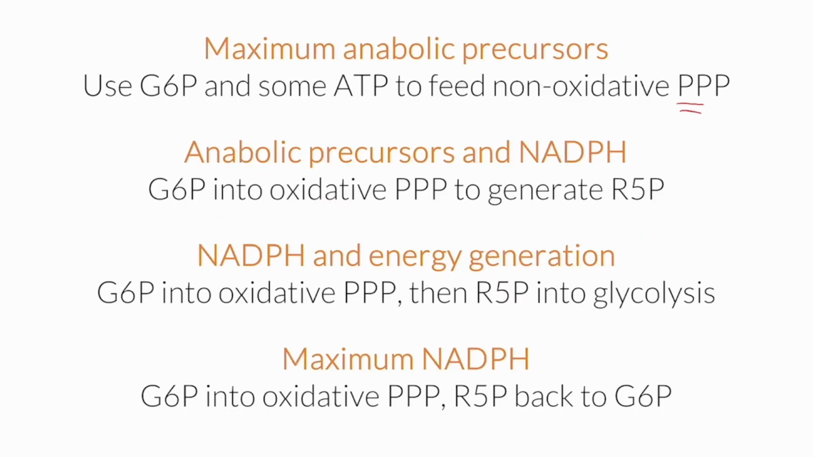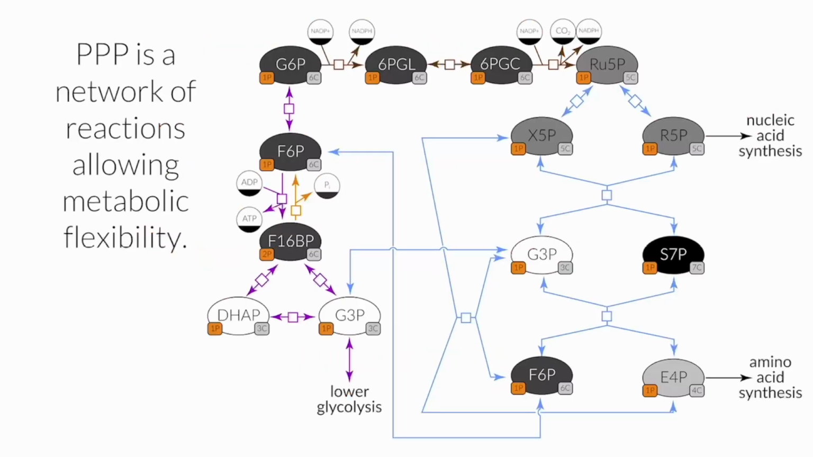You can do a blend of NADPH and energy production, right? You can take G6P and make it into R5P, but then throw R5P into glycolysis. Or you could just run maximum NADPH, which is just take every G6P, run it into R5P, and run the R5P back into G6P. And so, again, these are different possible configurations. And what a particular cell is doing at a particular time is going to be wandering between these depending on the exact current metabolic needs of the cell.